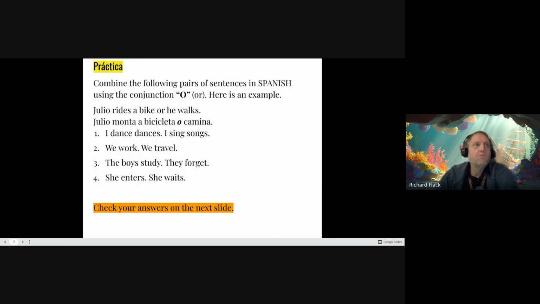Okay, ya vamos a practicar con la conjunción o, or. So again, we're combining the sentences. Julio rides a bike or he walks. Julio monta en bicicleta o camina. So again, Julio is the only subject of the sentence, so I didn't need another pronoun or another name here. It's already implied that Julio is the one still doing both of these actions.